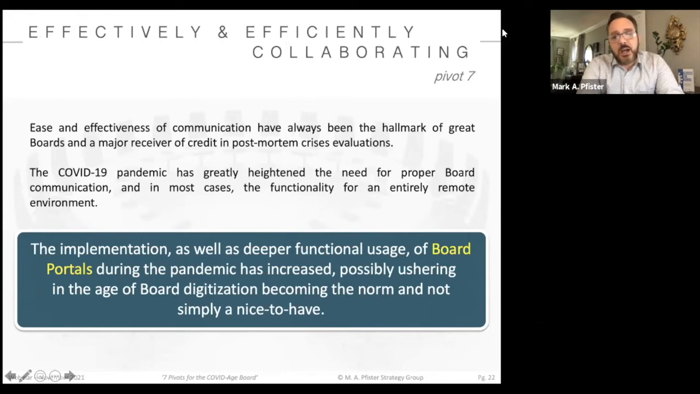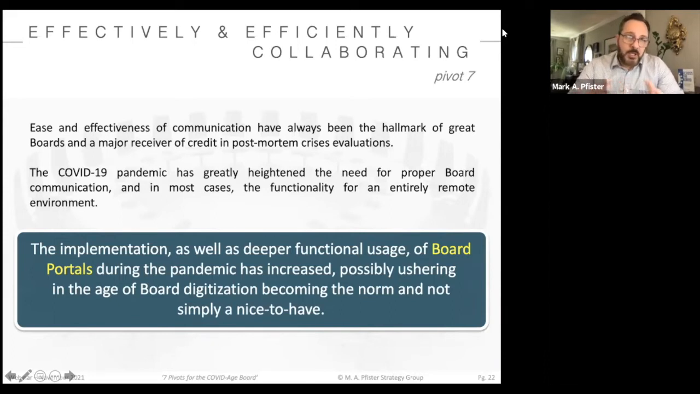And even for the times when boards were meeting in person for their 4 to 6 rough board meetings a year, they've become more effective now with the implementation of these board portals for the time that sits between those formal in-person board meetings. So this pandemic has actually ushered in the age of board digitization on a very large scale. And I think it's already become the norm and not simply a nice to have for these organizations.